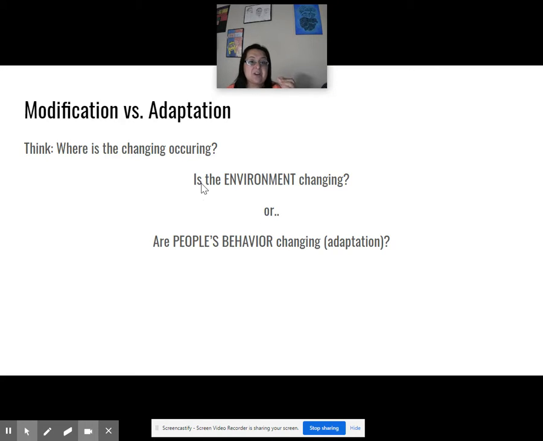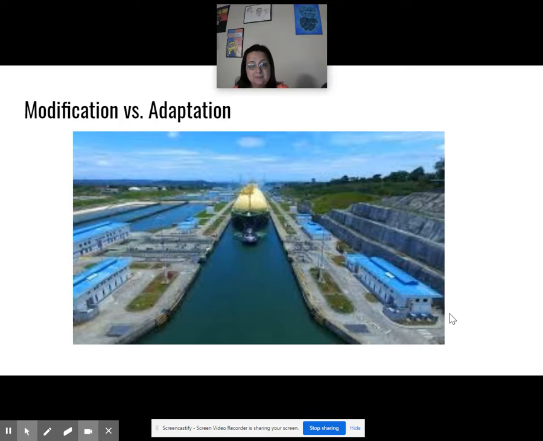When we are talking about modification, we are talking about the environment changing. When we are talking about adaptation, people's behavior is changing. So there's some type of change, and you just need to decide, is it the environment that has to change, or is it the people who have to change? Okay. The first one is the Suez Canal.